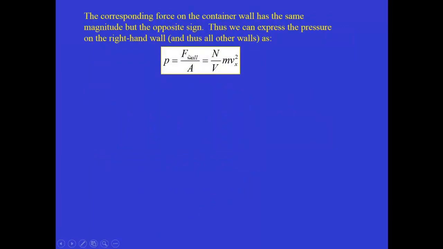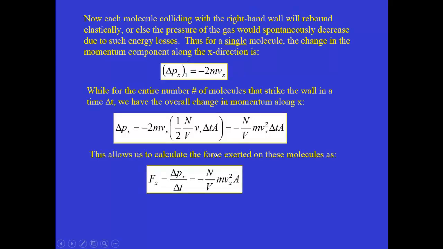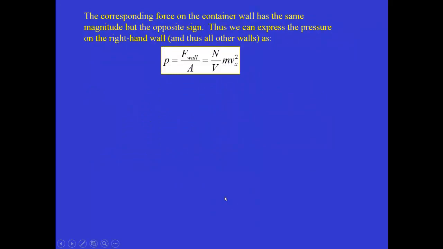That's F sub wall. And since we remember that pressure is defined as force per unit area, then this expression, and I'll just go back one slide here so you can see it, this expression here, F sub x, we're going to divide by A and take the opposite of it, and so we will get the result N over V times m v sub x squared right here. All right, so now we have the pressure on the right hand wall, and if we were to do the calculation along the y direction or the z direction, we'd get the same answer. So the pressure is the same no matter which wall we're talking about.